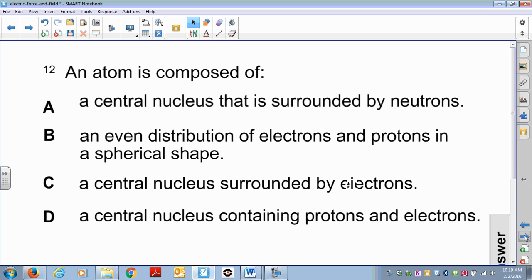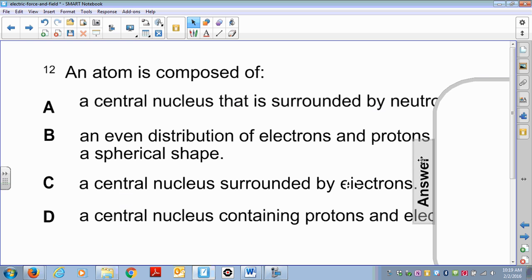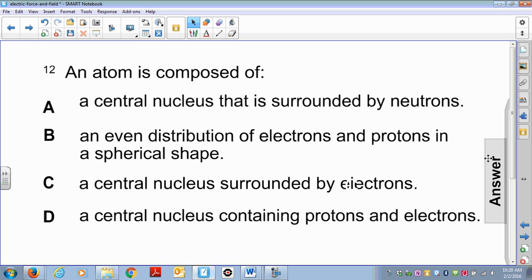An atom is composed of: A, a central nucleus that is surrounded by neutrons; B, an even distribution of electrons and protons in a spherical shape; C, a central nucleus surrounded by electrons; and D, a central nucleus containing protons and electrons. Go ahead and select your answer now. Okay, so let's go ahead and see if you chose the correct answer. You should have chosen C, the central nucleus surrounded by electrons.